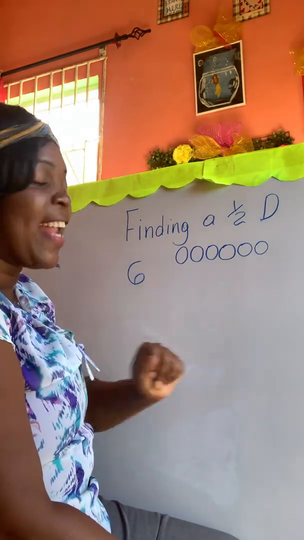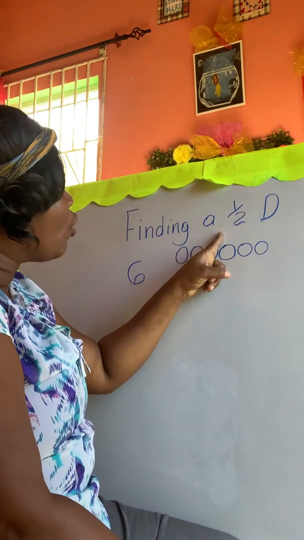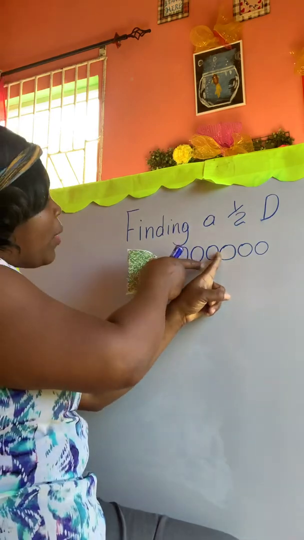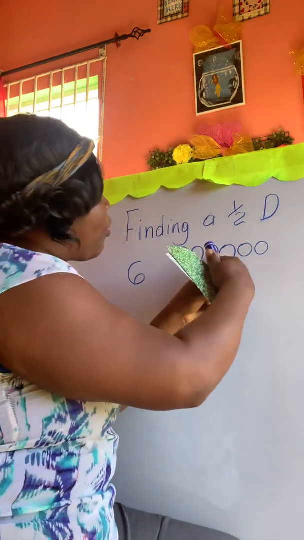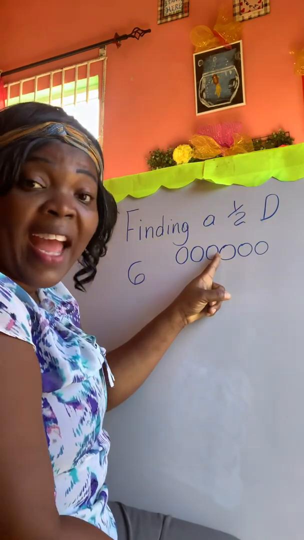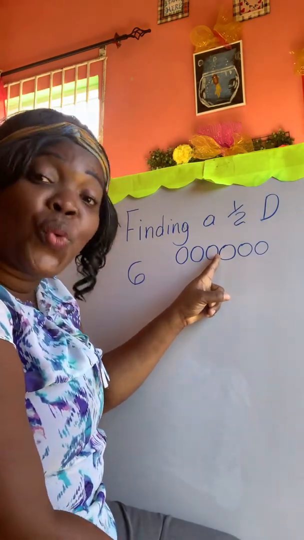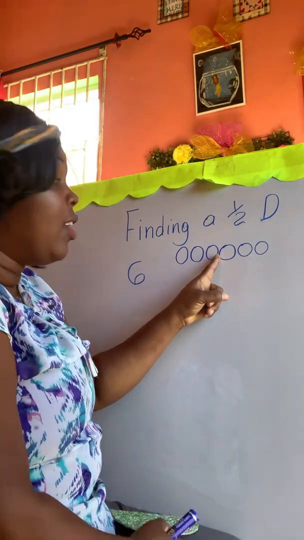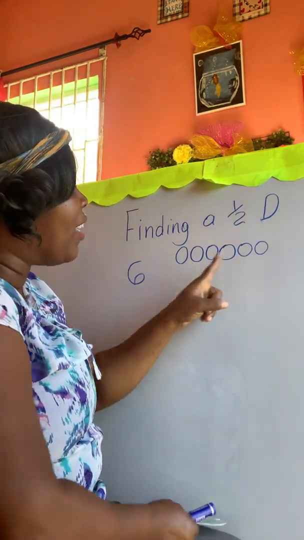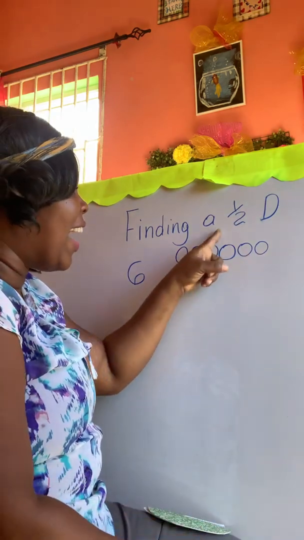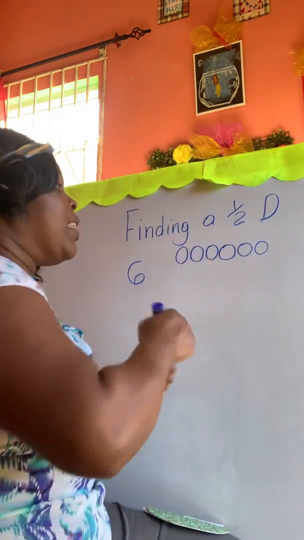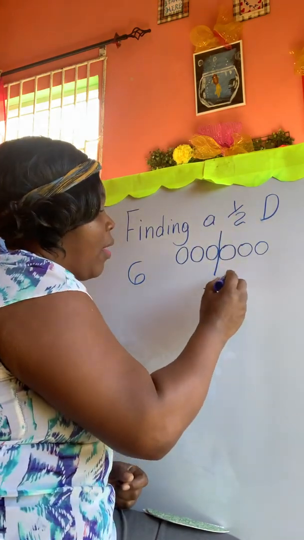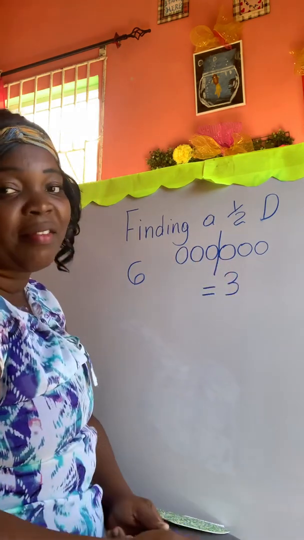So let's try again. If I part it right here, then 3 would be over here and 3 would be over here. And it says that the two halves must be equal. So if 3 is over here and 3 is over here, then a half of 6 would be equal to 3 parts.